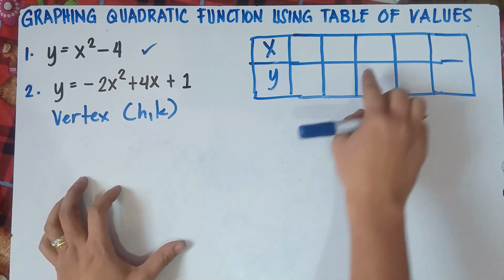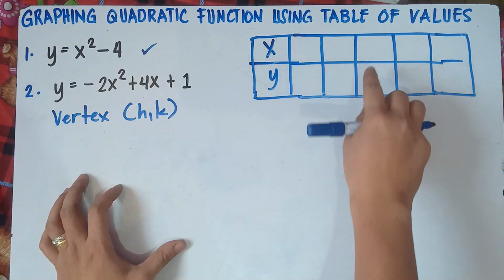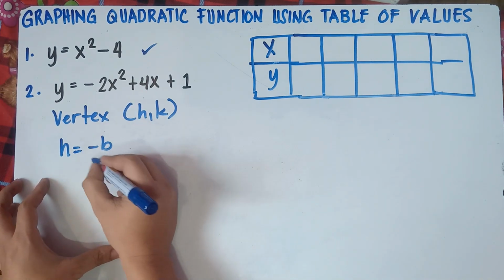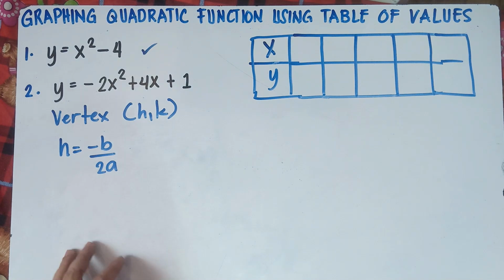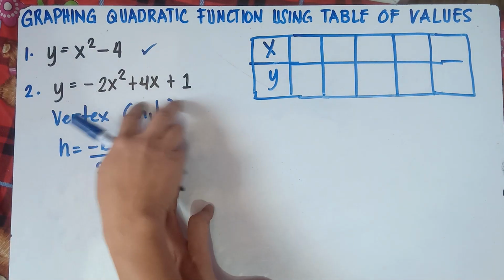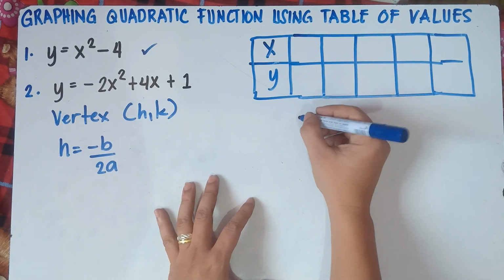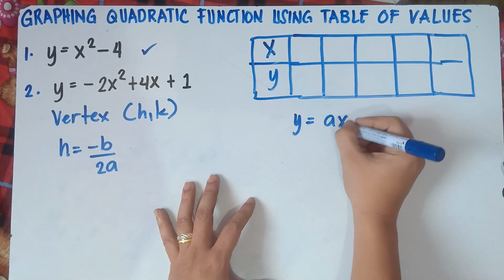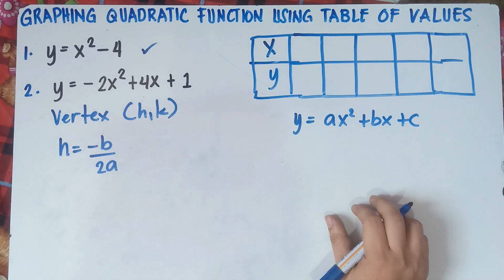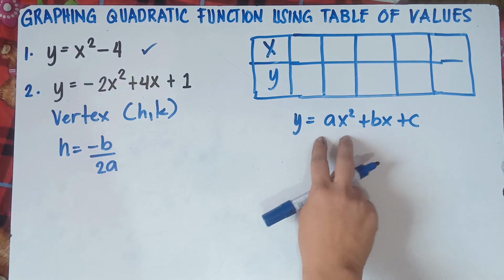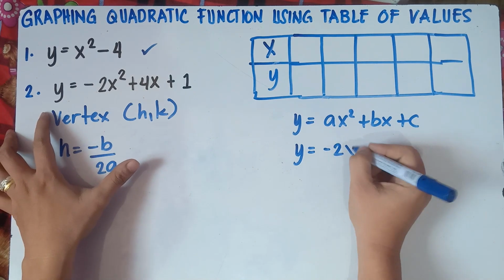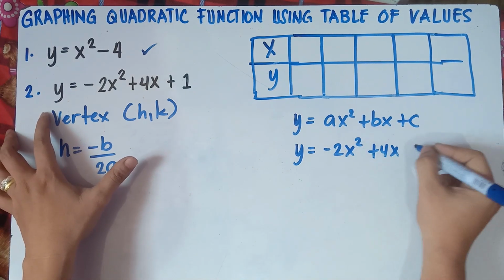First, we need to get the center part for x. To get the center part for x, we use this formula: h equals negative b over 2a. To use this formula, we need to find the values of a, b, and c. The standard form of a quadratic function is y equals ax squared plus bx plus c. So copy this equation: y equals negative 2x squared plus 4x plus 1.